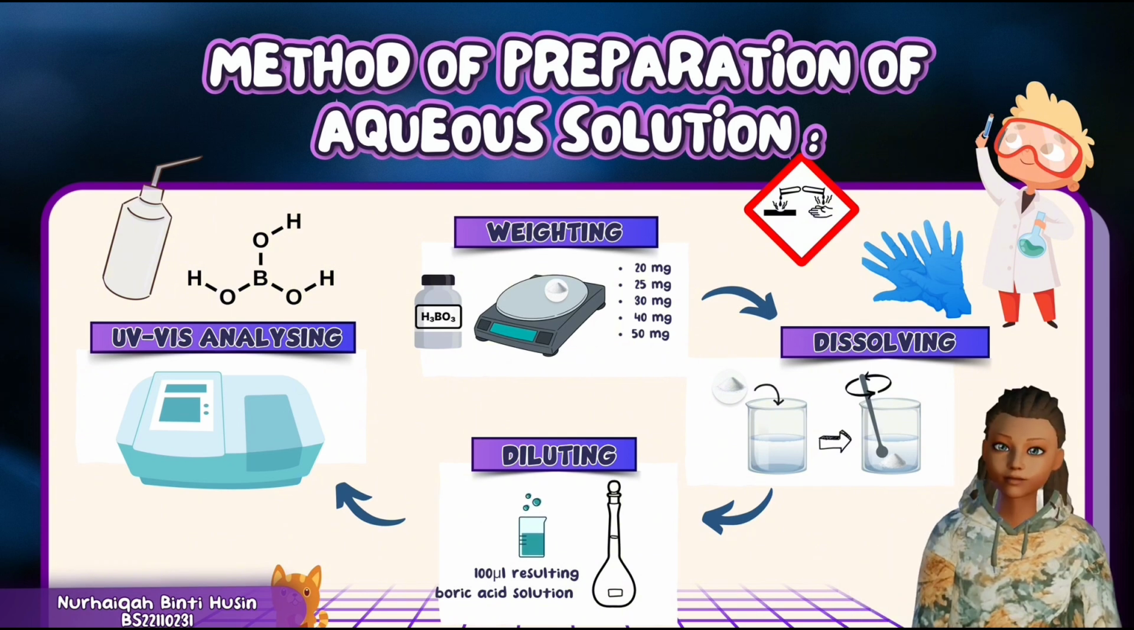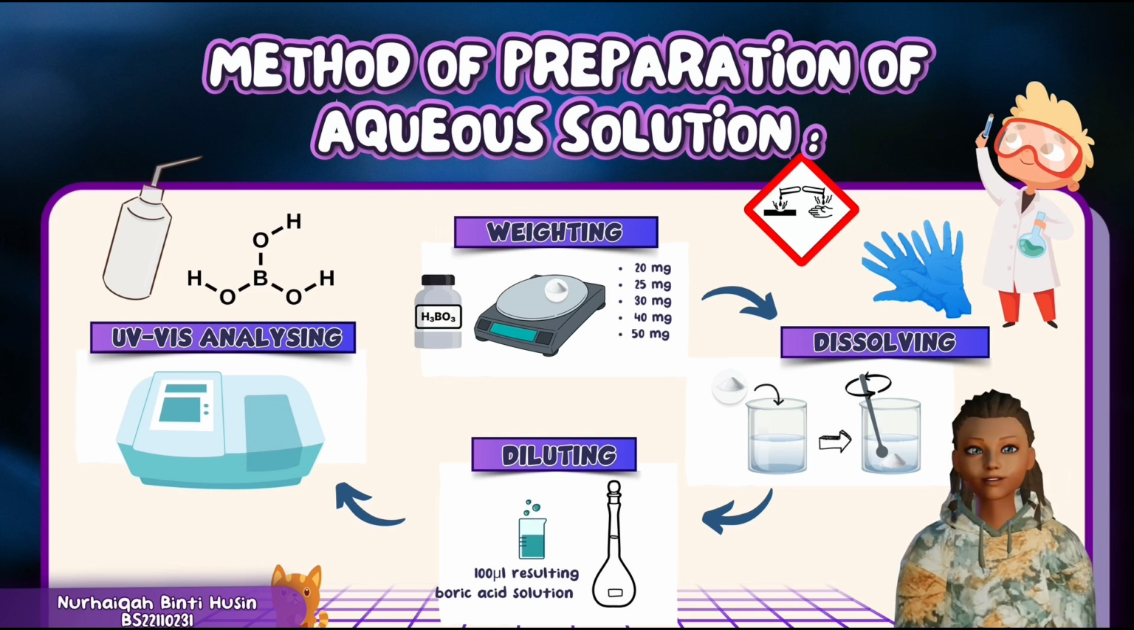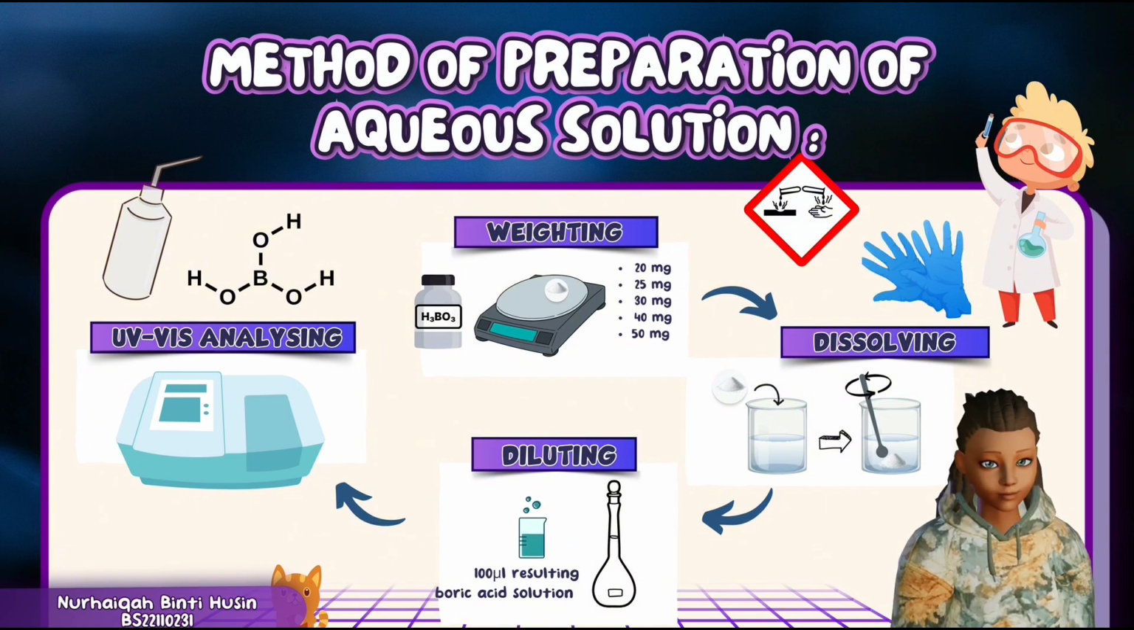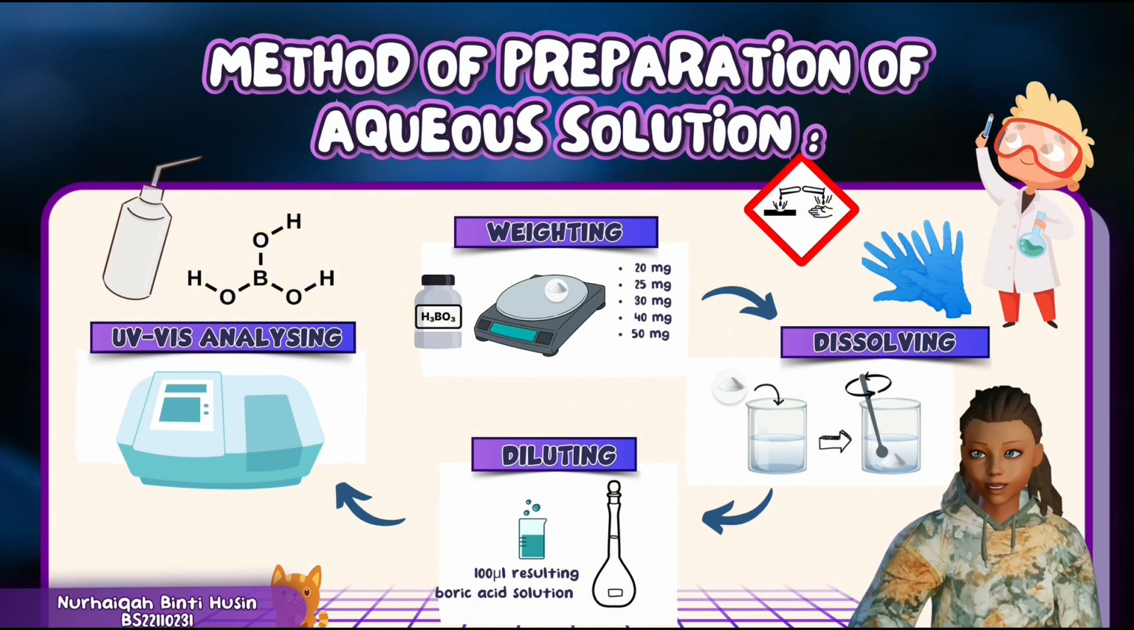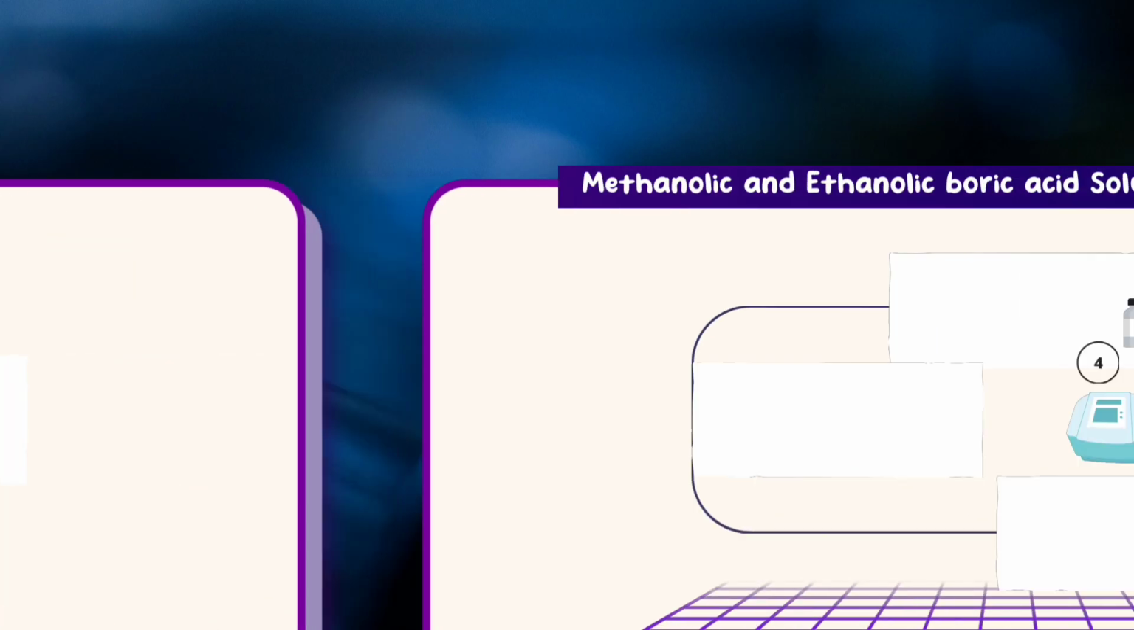Next, 100 microliters of boric acid for each concentration were taken and diluted up to 3 ml with double distilled water. This step ensured that each sample was properly prepared for analysis. Finally, the diluted solutions were used to obtain the UV-vis spectra of boric acid in aqueous solution.